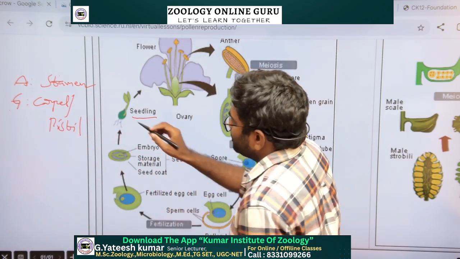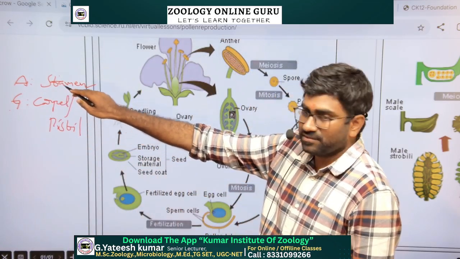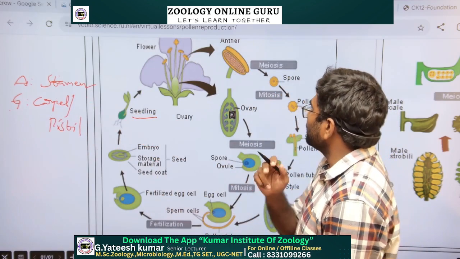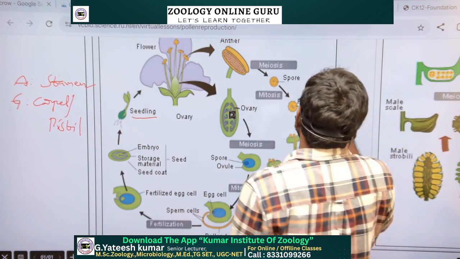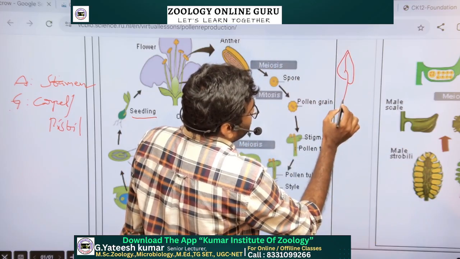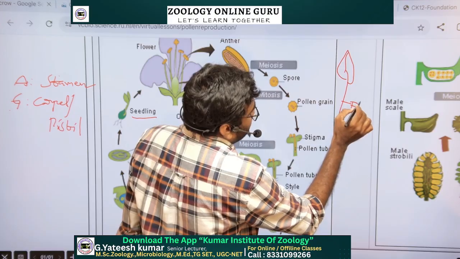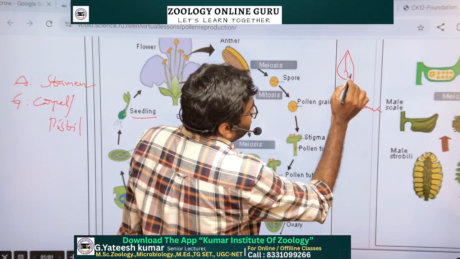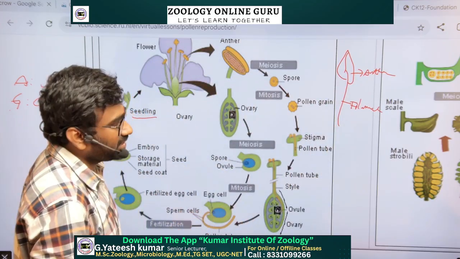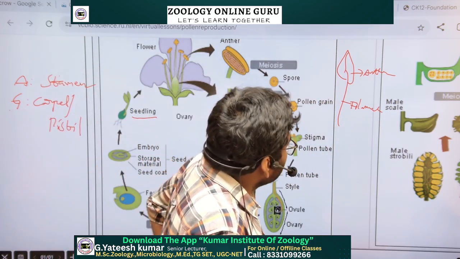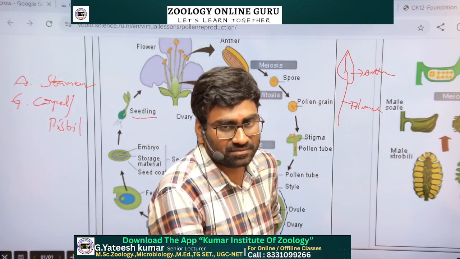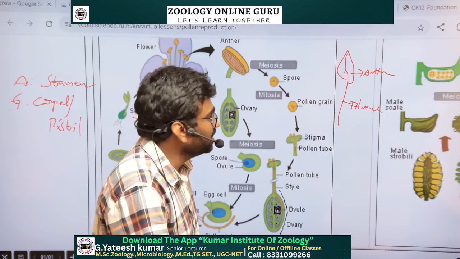So first let us talk about the androecium, that is the stamen. The stamen has mainly two parts, one is a filament and another one is an anther. So this one is a filament and this one is an anther. Together, filament and anther are known as the stamen. In detail we are going to discuss the structure of the stamen in the chapter.